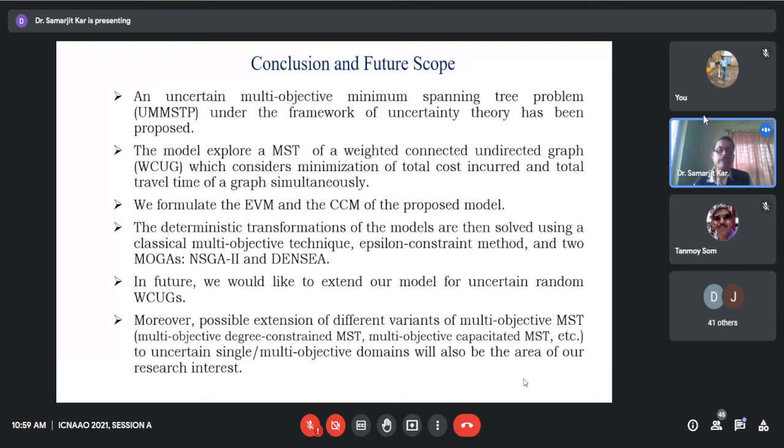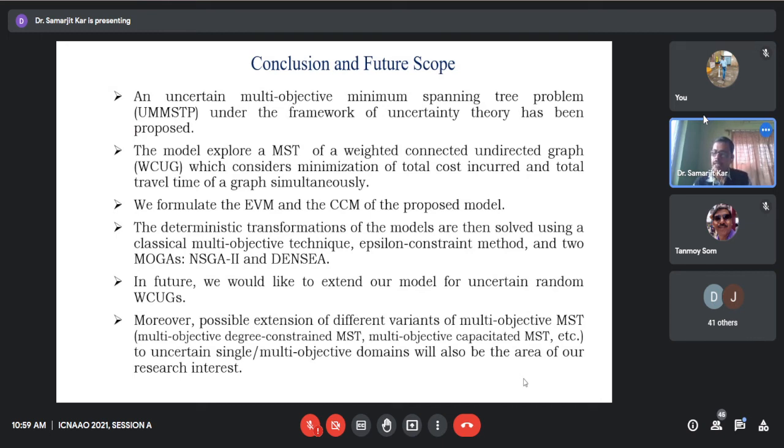And in future, we'd like to extend our model to the uncertain random domain, because there already exist some single objective uncertain random network models like the uncertain random minimal spanning tree and the uncertain random maximal flow problem. So we want to extend that model into a multi-objective model also.